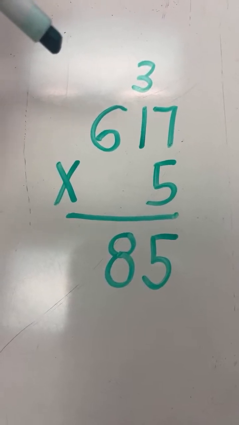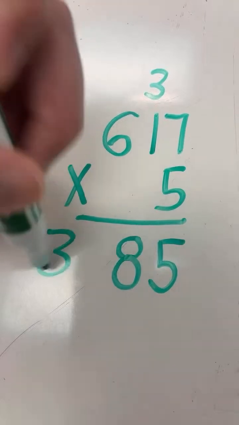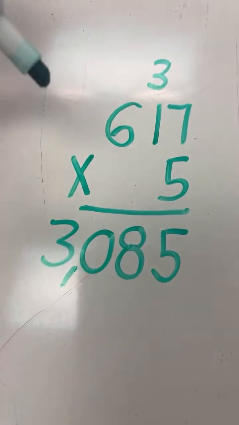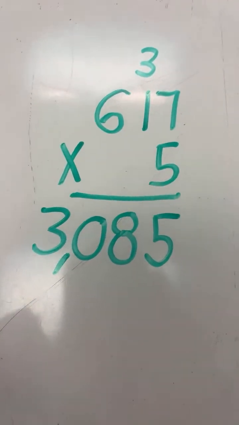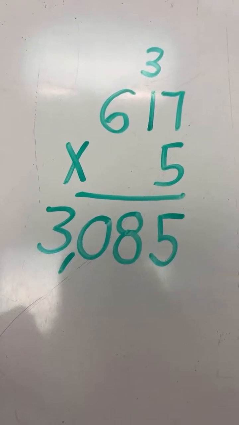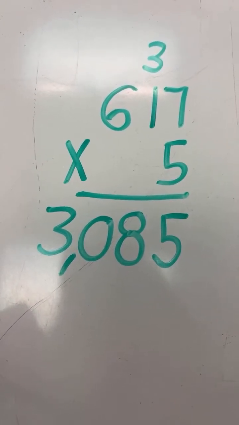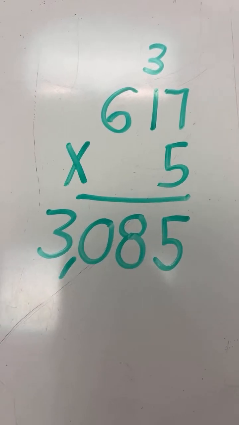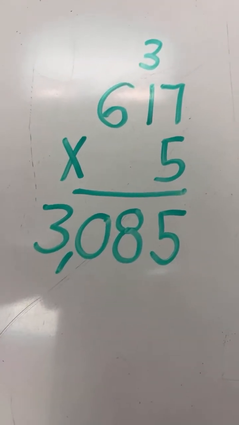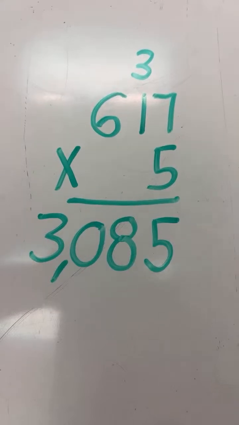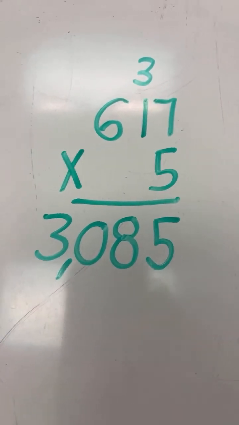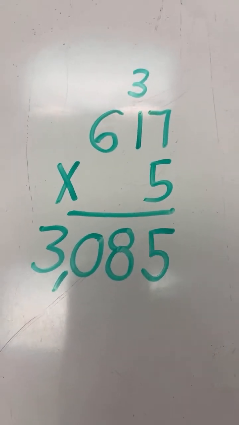6 times 5 equals 30. And we have our final answer, 617 times 5 equals 3,085. All right, next example.